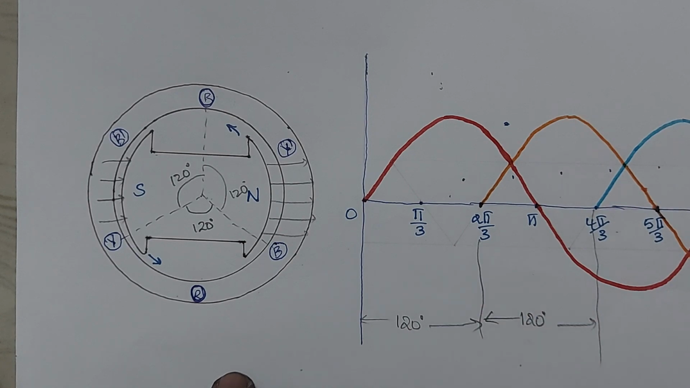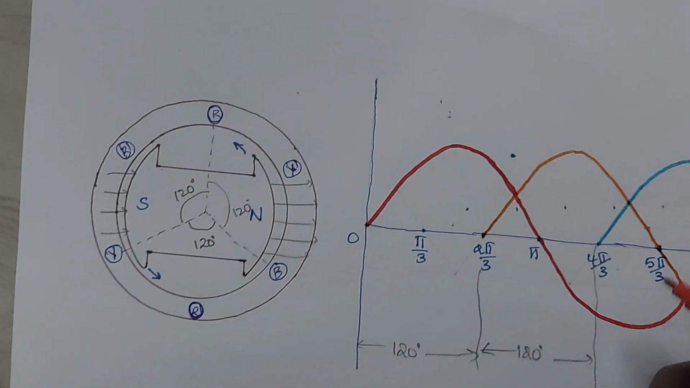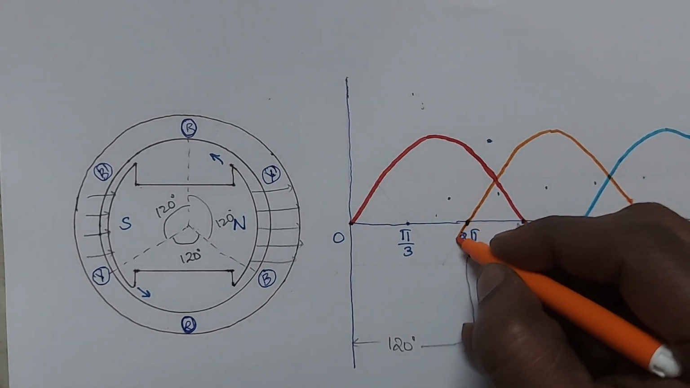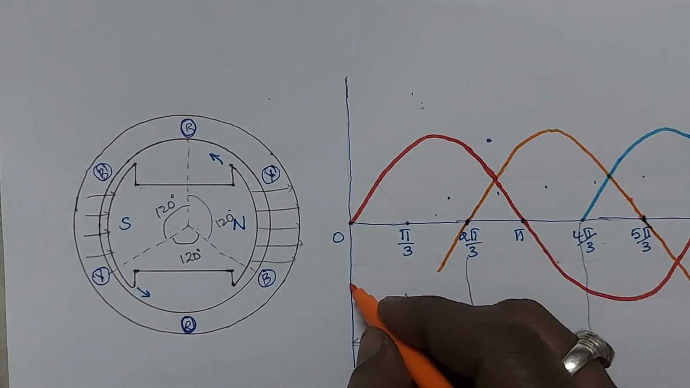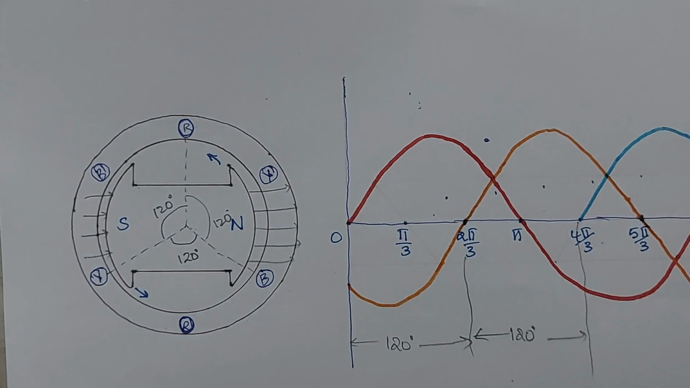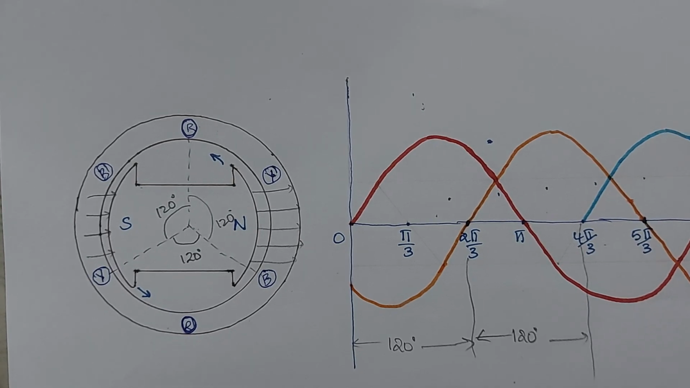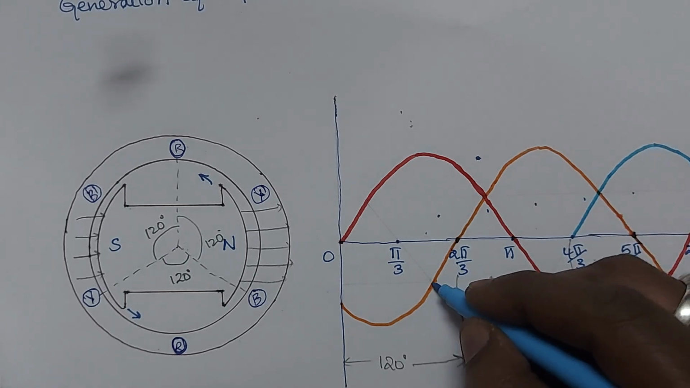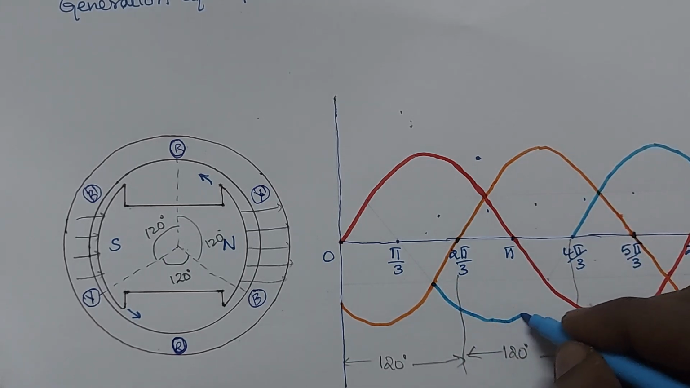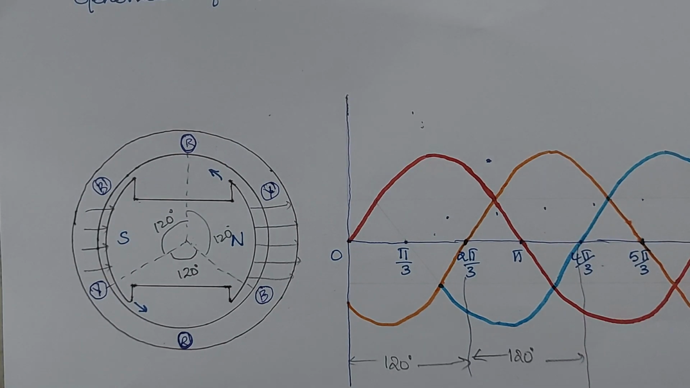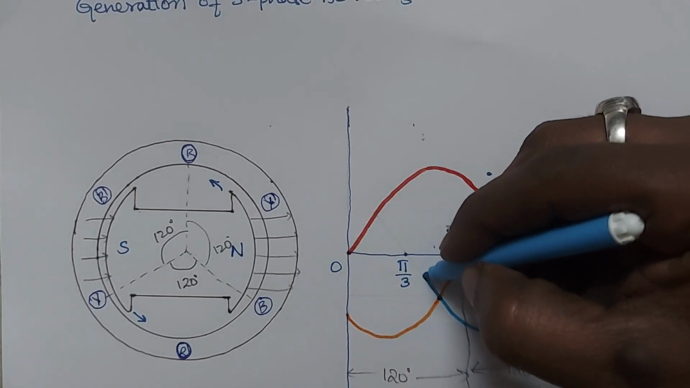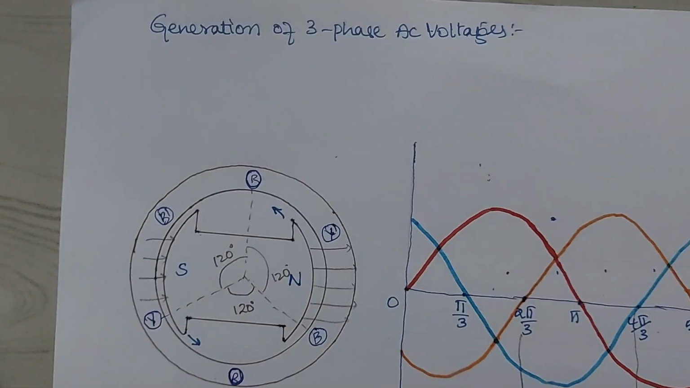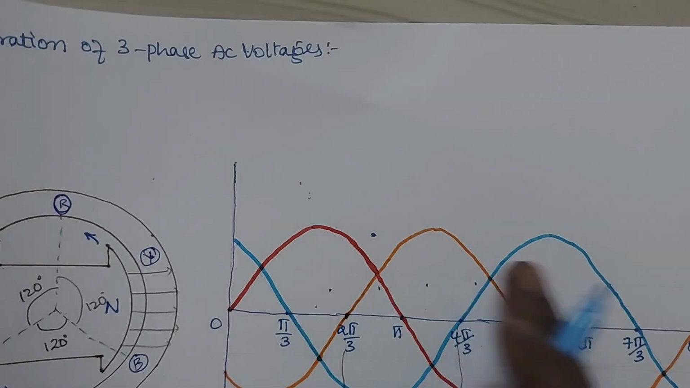Now the same waveform I am tracing out here also, this Y phase waveform. Like this, and the B phase waveform will represent like this. Okay, the B phase waveform will represent like this. So this is the R phase and Y phase and B phase.